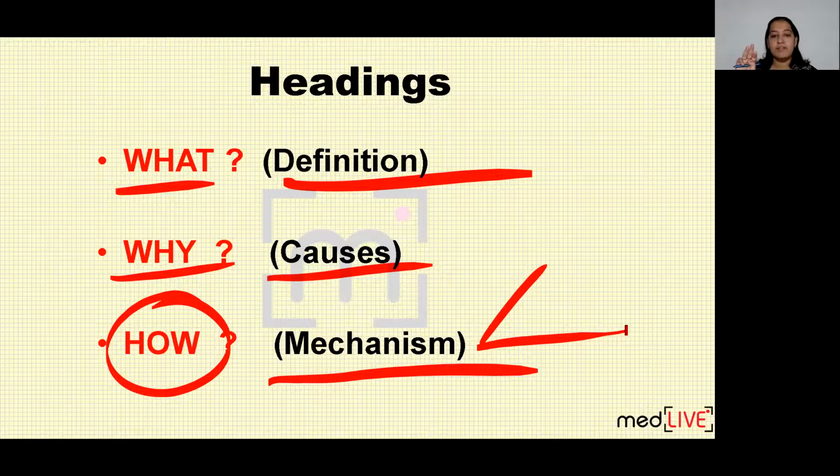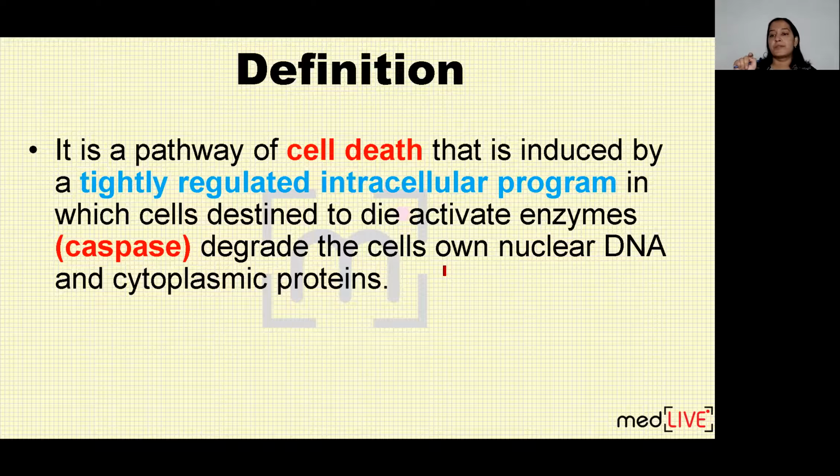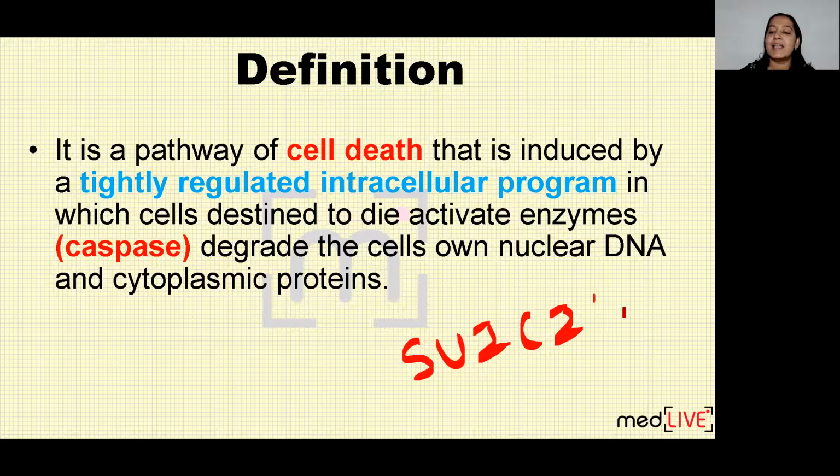So first I will discuss what apoptosis is, that is, the definition of apoptosis. In short, apoptosis can also be called cell suicide. So why does a cell commit suicide? No one wants to commit suicide now.